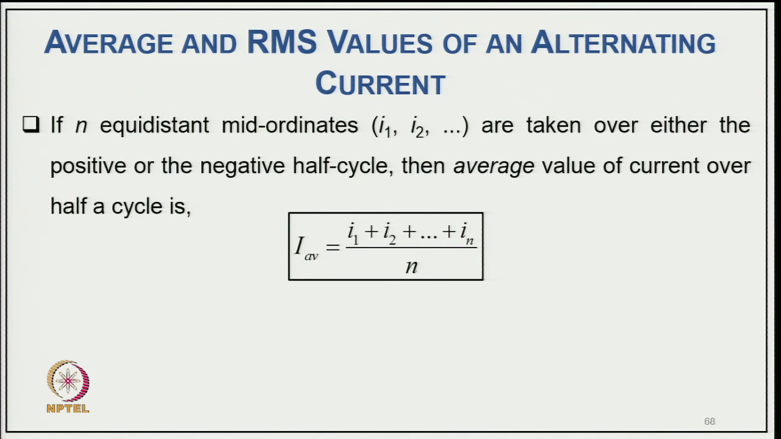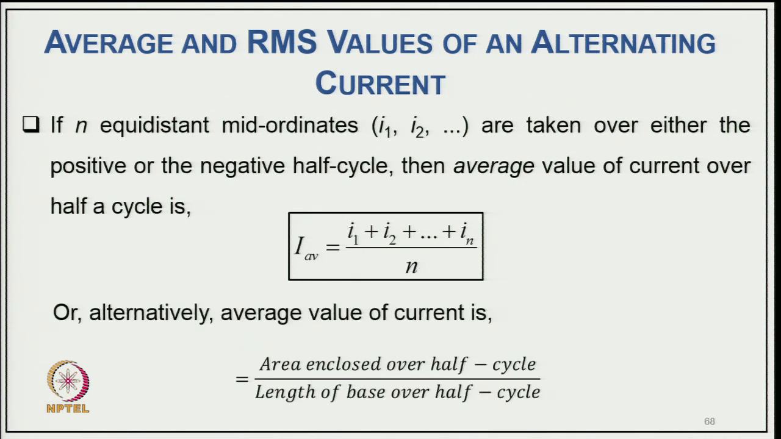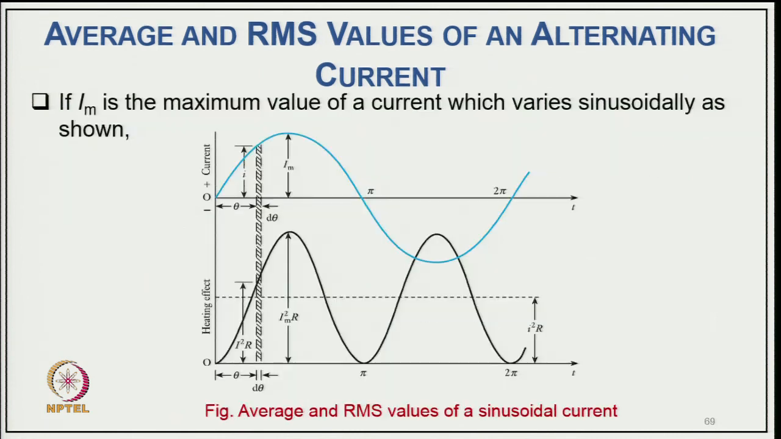If n equidistant mid-ordinates I1, I2 up to In are taken over either the positive or negative half cycle, then the average value of current over a half cycle will be I average equal to I1 plus I2 plus up to In divided by n. Alternately, the average value of current is the area enclosed over a half cycle divided by the length of the base over the half cycle.